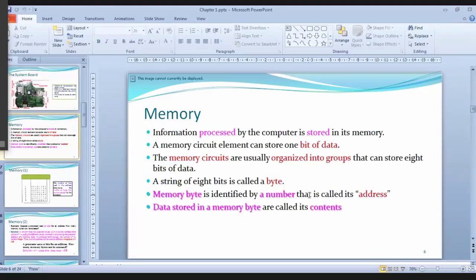If it is a memory, guys, could you please put the microphone mute?